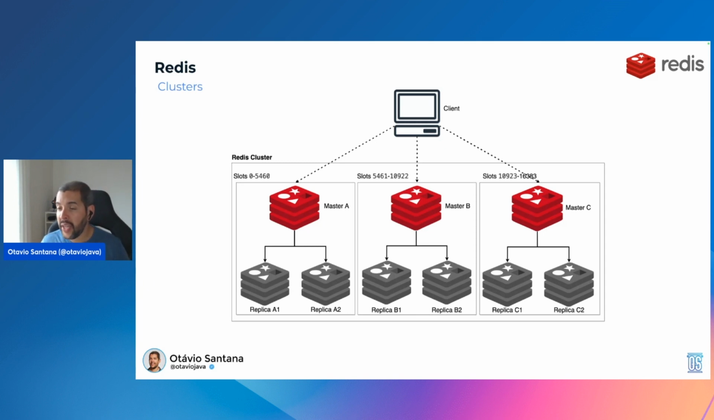So, for example, imagine the key is Otavio. It will generate a hash. Based on that hash, you generate a slot value that is, for example, 2. In that case, I will go to master A and read from that replica, and so on. So that's the whole idea of Redis. For key-value, Redis is the most popular solution as far as I know.